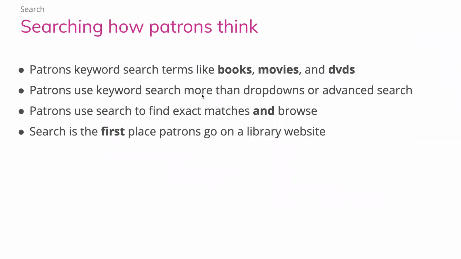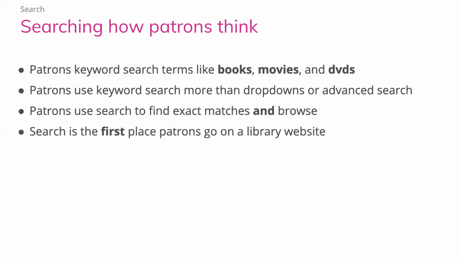When we look at our analytics, we find that patrons regularly keyword search terms like books, movies, and DVDs. And patrons use keyword search more than dropdowns or advanced search. They use search both to find exact matches and browse. So they might be looking for new teen fiction. They might be looking for The Fault in Our Stars. And it's also the first place that patrons go on a library website.